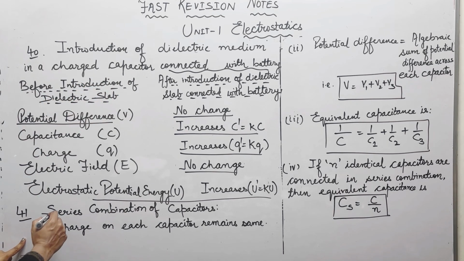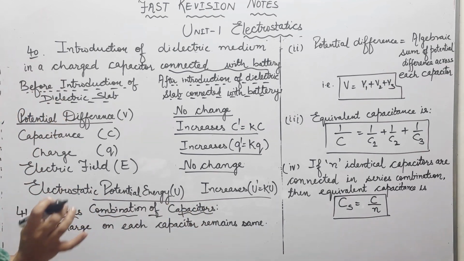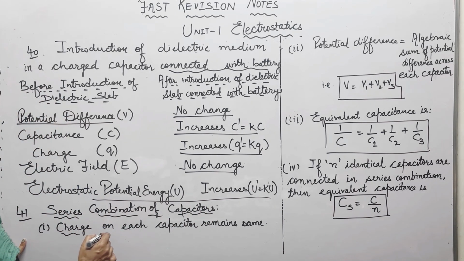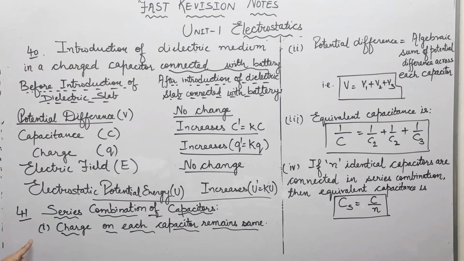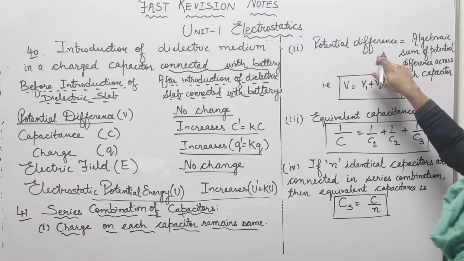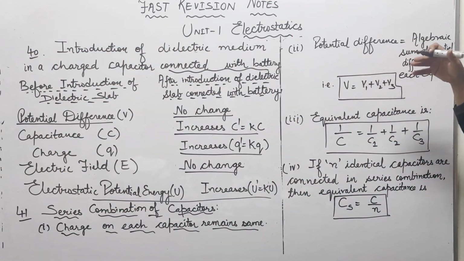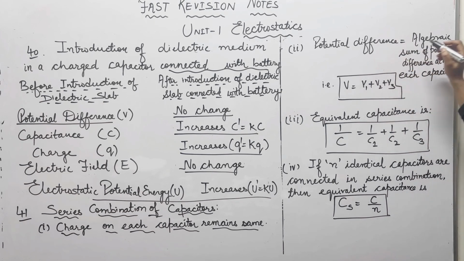The next is the series combination of capacitors. If capacitors are joined in series, the charge on each capacitor remains the same. There are two things, charge and potential difference. So charge is going to remain the same. On the other hand, when a number of capacitors are joined, the total potential difference will be equal to the algebraic sum of the potential differences across each capacitor.